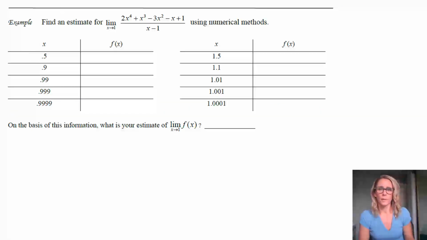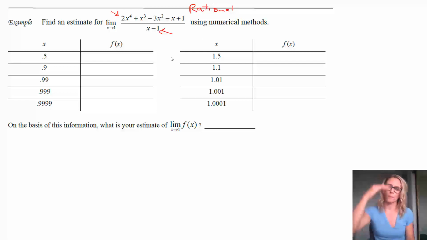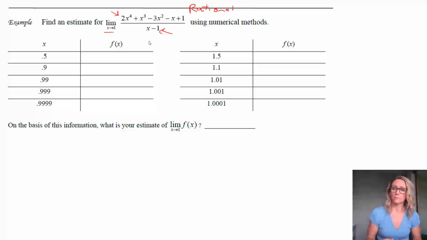Now here's another example. We've got a higher level polynomial on the top and a binomial on the bottom. This together, don't forget, creates a rational function because we have a polynomial in the numerator and the denominator. Now we're also approaching x equals 1, but if you're really on top of it, you will notice that in the denominator we have x minus 1. So if we were to just plug in 1, we'd have a denominator of 0.